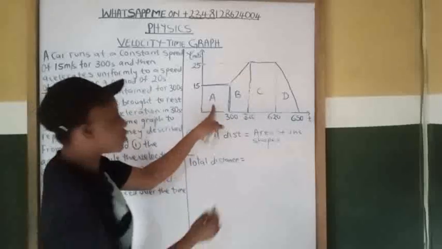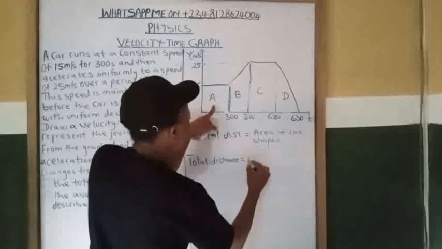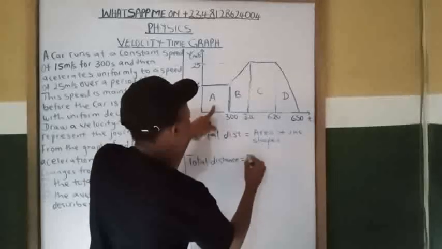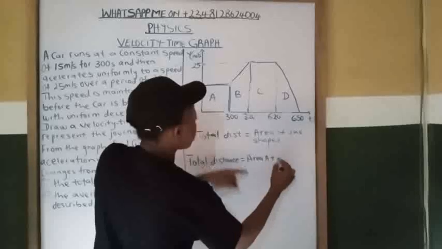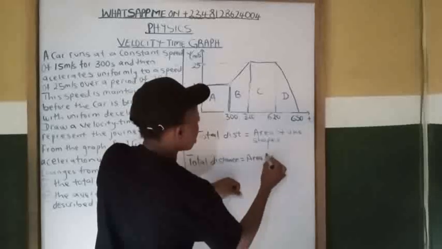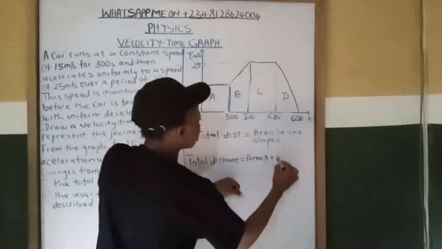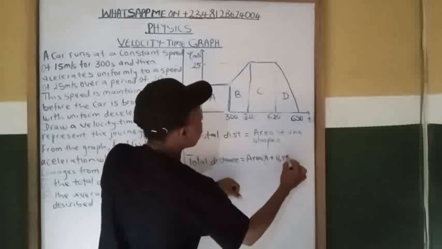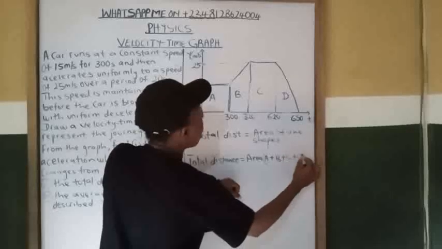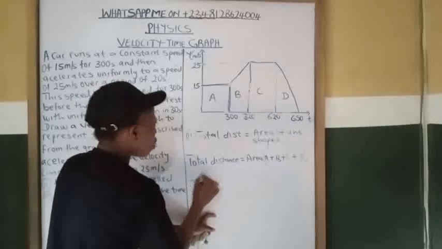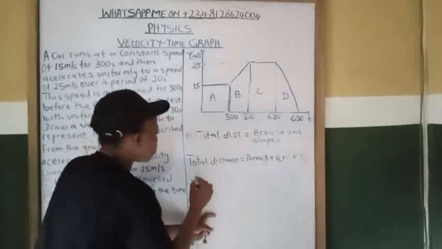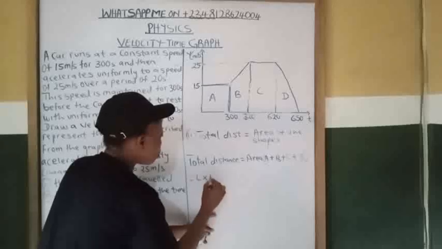What is the area of a rectangle? The total area will be the area of A plus the area of B plus the area of C plus the area of D. Then what is the area of A? Our A is a rectangle. That will be length times breadth.